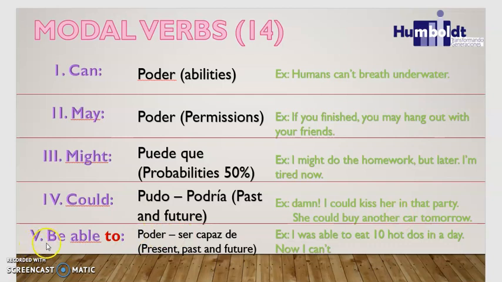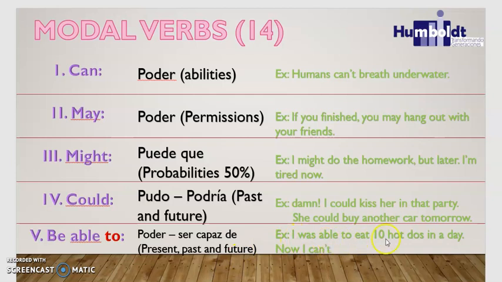The number 5 is be able to. Okay, so the translation into Spanish is poder or ser capaz de. So we can say that this is another version of can. So we can use it in present, in past, or in future. So we have an example in here.